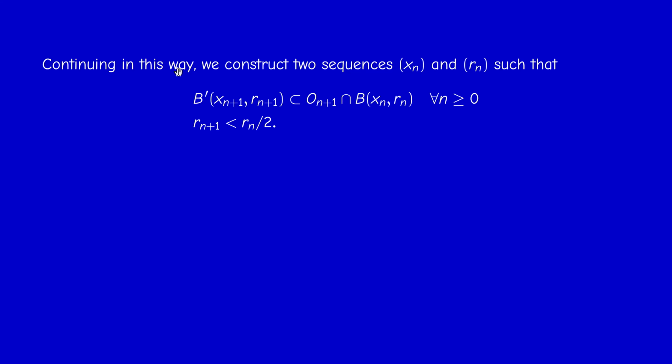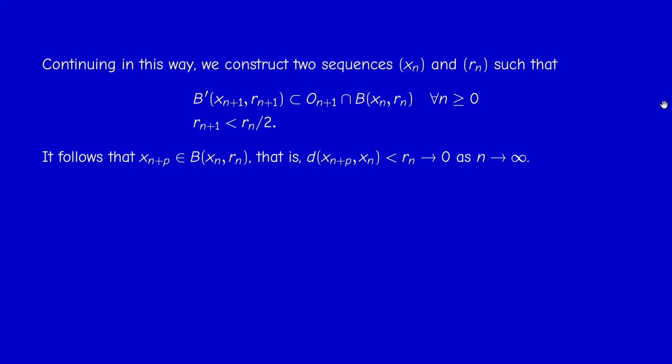So if you continue in this way, we get two sequences: Xn in the space X, and Rn, a strictly decreasing sequence tending to 0, with this property. So at each time, the radius is less than the previous radius divided by 2. And the closed ball of center X(n+1) and radius R(n+1) is contained in the intersection of O(n+1) and the open ball of the previous ball.